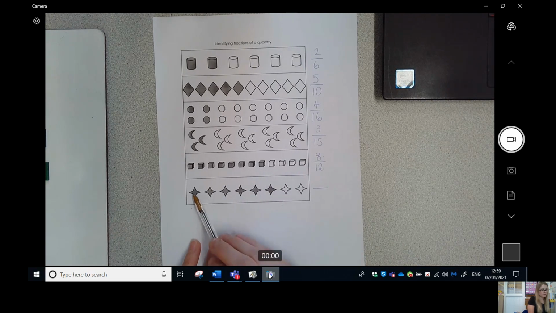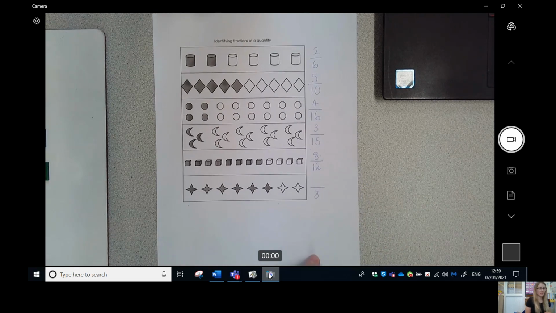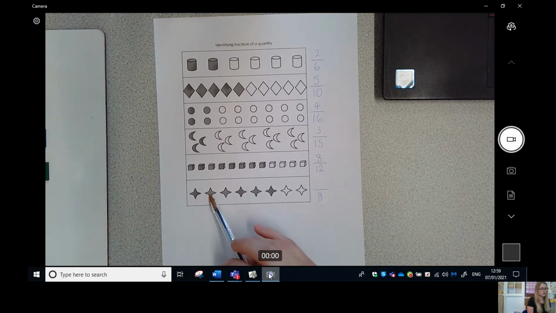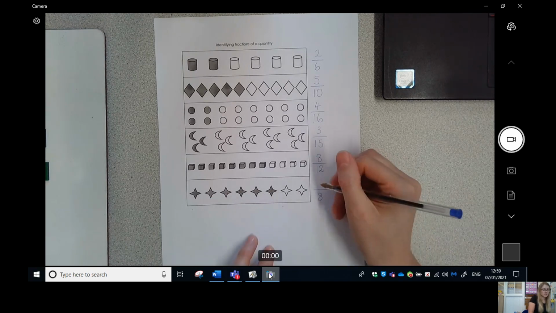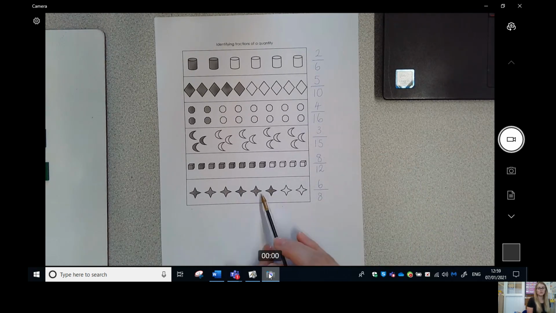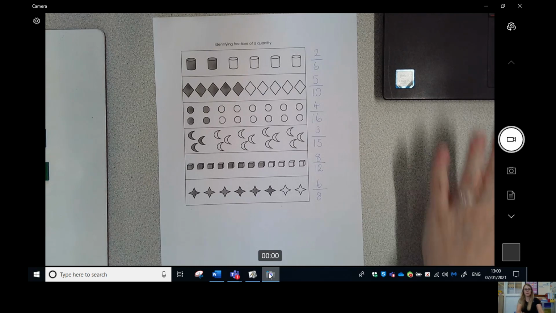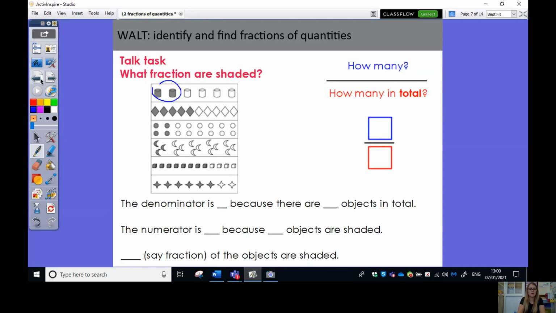And for the final one, I have 1, 2, 3, 4, 5, 6, 7, 8 objects in total, so that is my denominator. The numerator is 1, 2, 3, 4, 5, 6, because 6 objects are shaded. So 6 objects out of 8, 6/8 are shaded. Okay, hopefully you are feeling confident with that and that makes sense. We're just going to pop back and carry on.